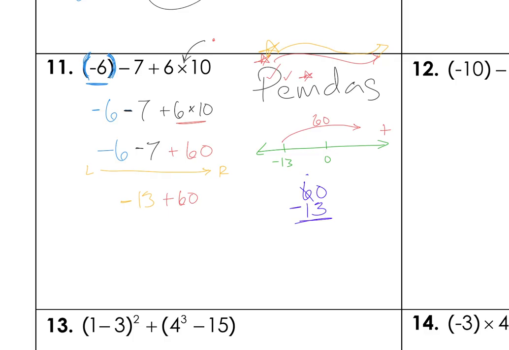So let's do this. You can, if you need to, draw it out like this even. It's 47, and it's positive 47. So, I mean, that's it. Negative 13 plus 60 is 47.